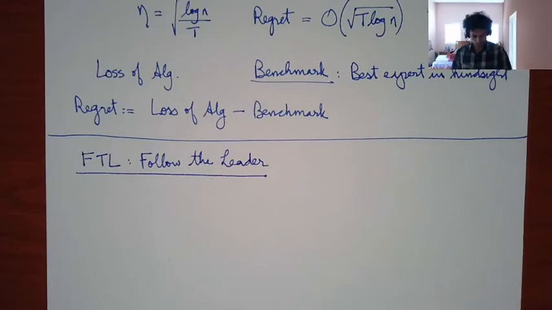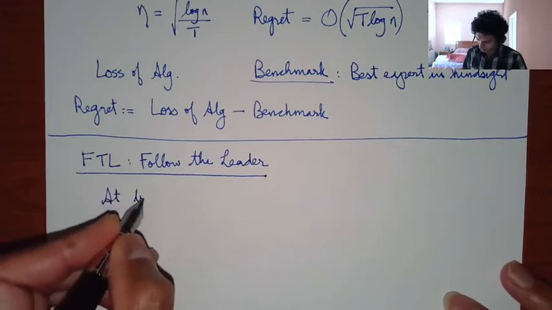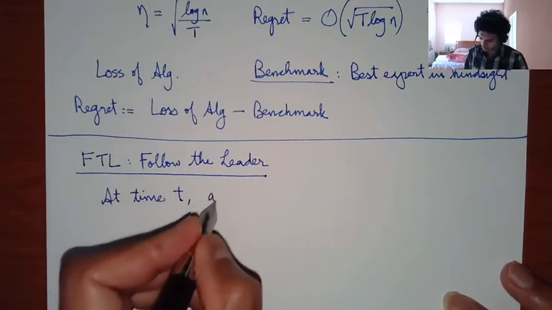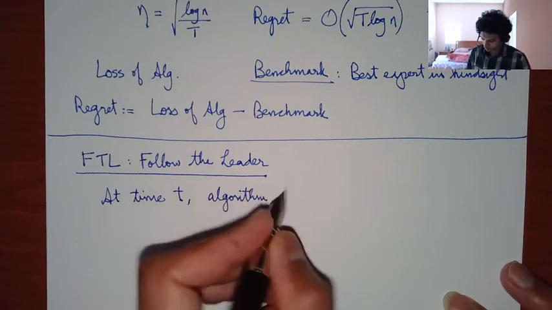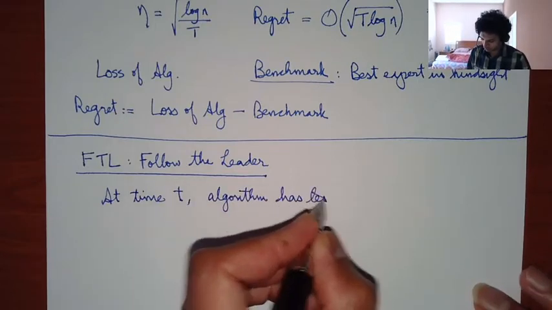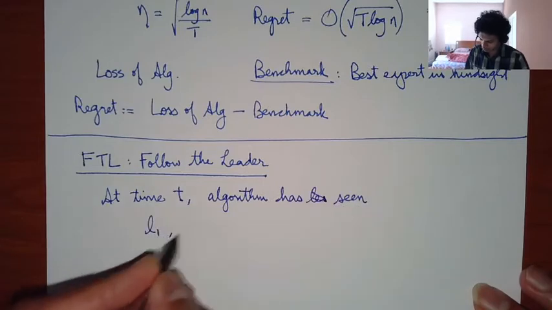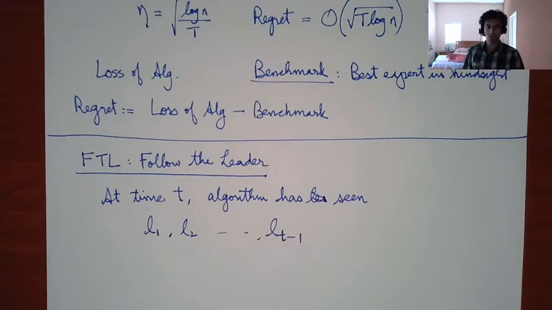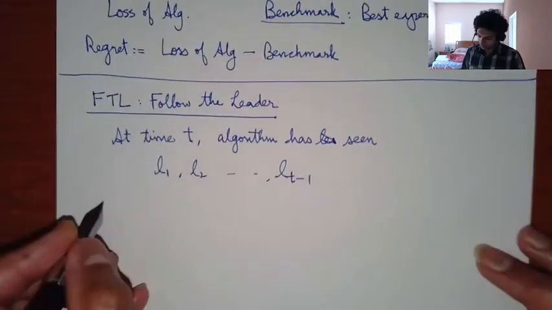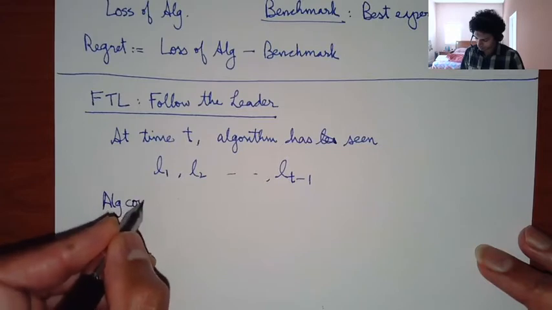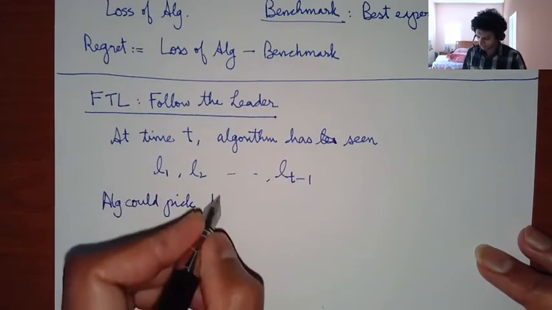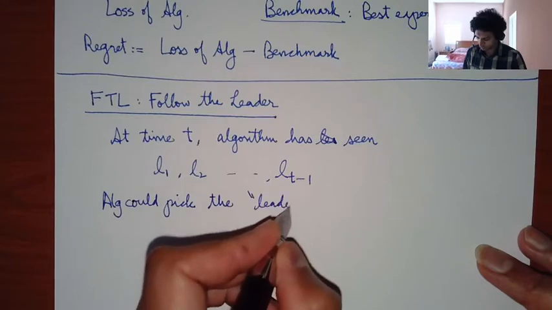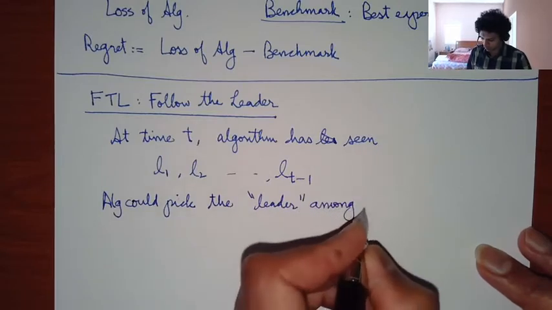So what does follow the leader do? Follow the leader says, at time t, the algorithm has seen L1, L2 up to L_{t-1}. It's seen all the losses so far and needs to pick a decision. So the algorithm could pick the leader among what has been seen.